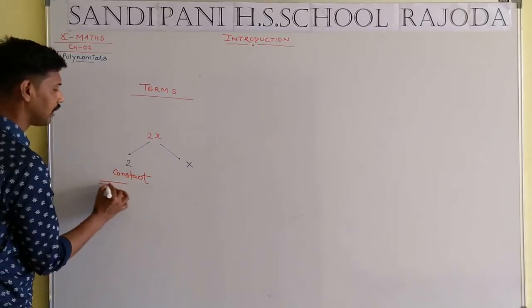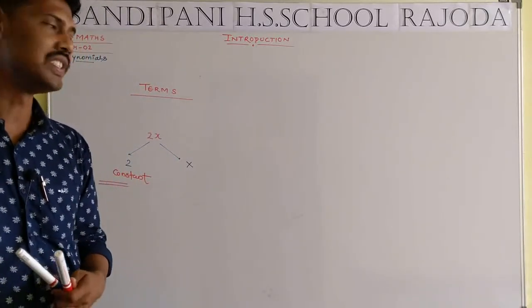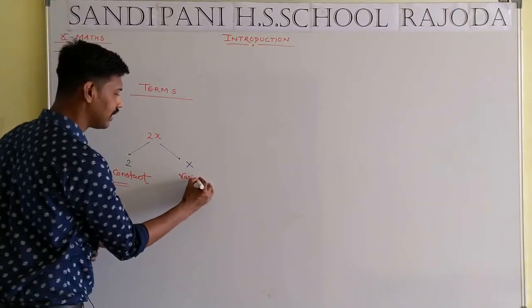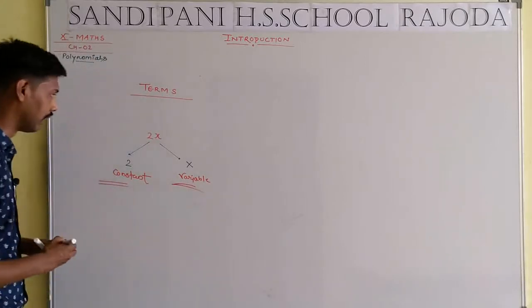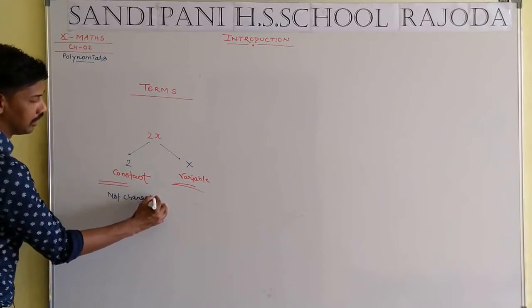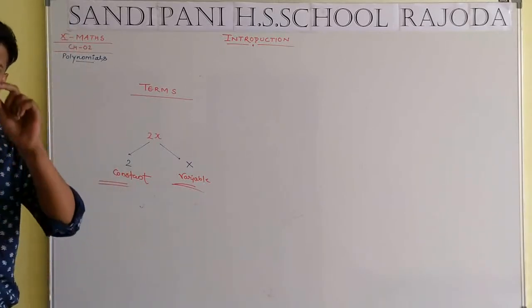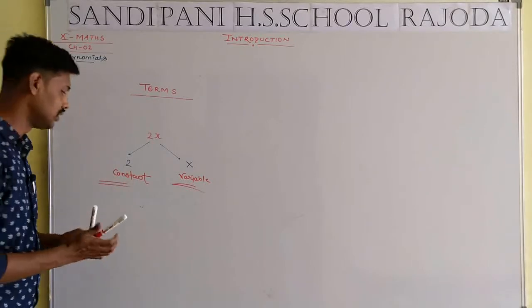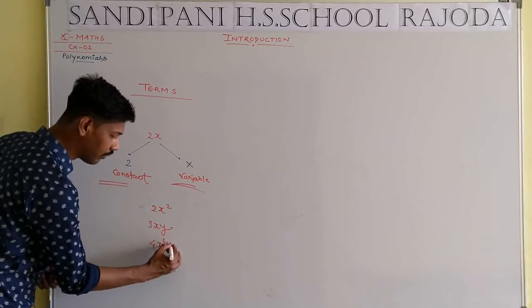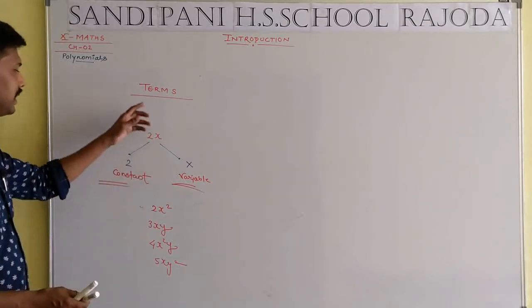Dear students, what is the meaning of constant? Constant means a number which cannot be changed. But in the case of x, it means a variable. What is the meaning of variable? It means changeable. I repeat my sentence: constant is not changeable, and variable is changeable. I hope you are getting the meaning of the term. Term means just like 2x, 2x square, 3xy, x square y, 5xy square and so on.